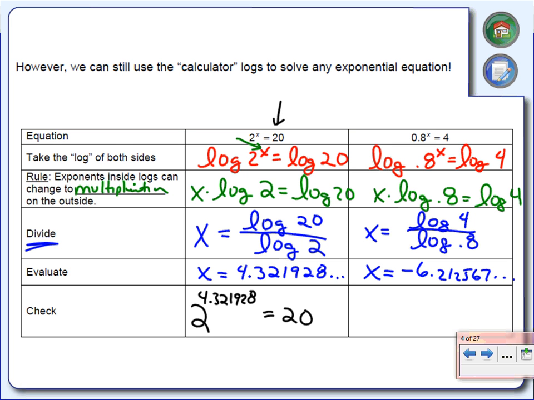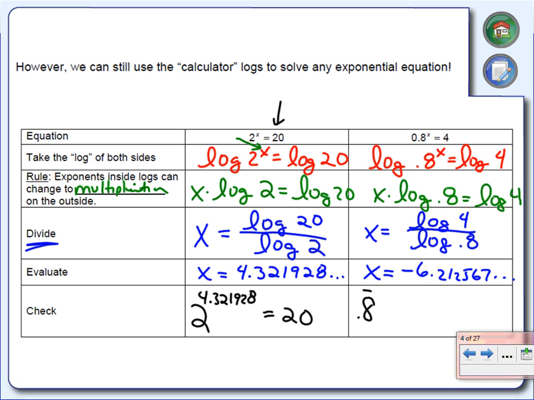That is correct. So the more decimals you include, the more accurate your answer is. So we've just solved for x. We now know what the exponent needs to be, and it needs to be a negative 6.2125667. And we can just double check our work here real quick.